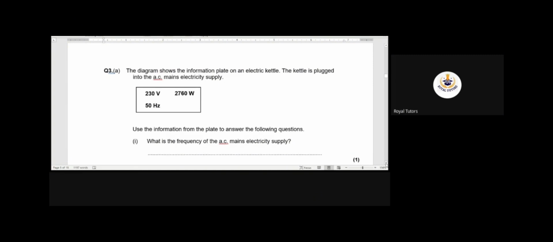So the diagram shows the information plate on an electric kettle. The kettle is plugged into AC mains electric supply. Okay, then I say use the information from the plate to answer the following question. What is the frequency of the AC? From the unit of frequency, we know that it's going to be hertz, so that's going to be 50 hertz.